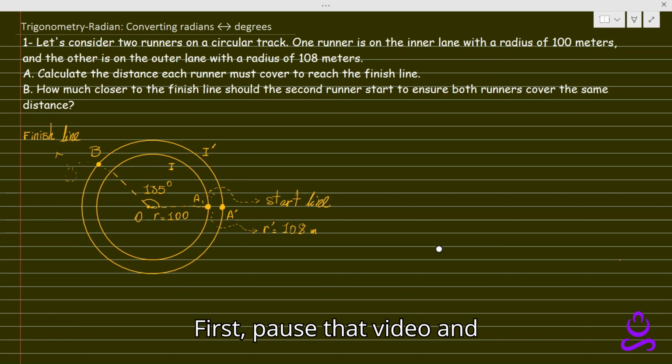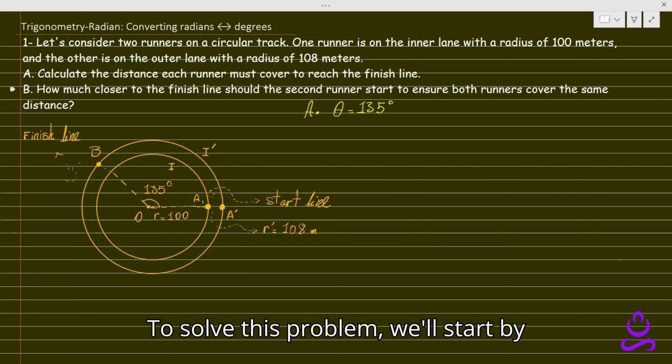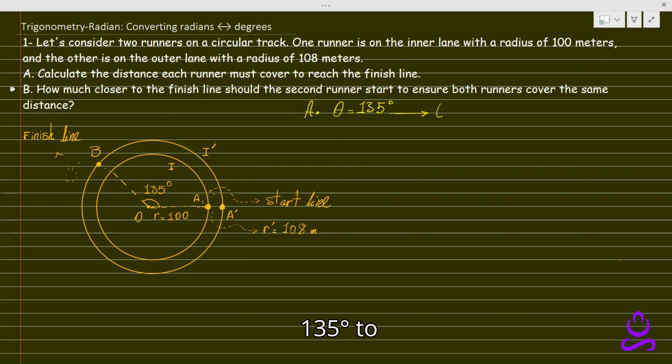First, pause the video and carefully read the exercise. To solve this problem, we'll start by converting 135 degrees to radians, which is 3 pi over 4.